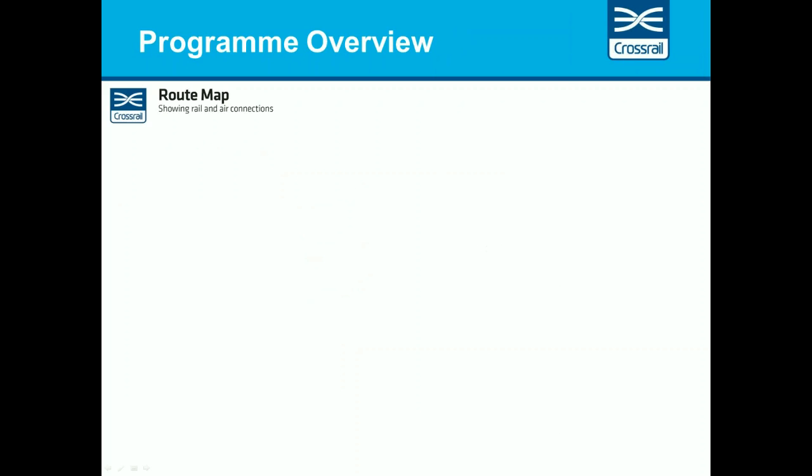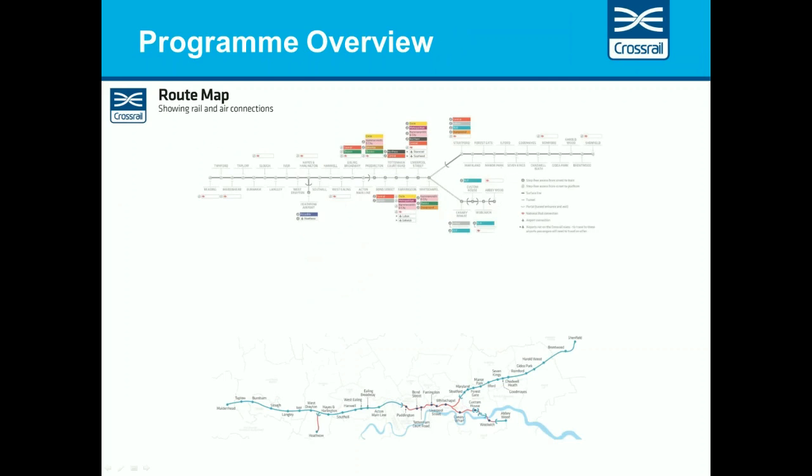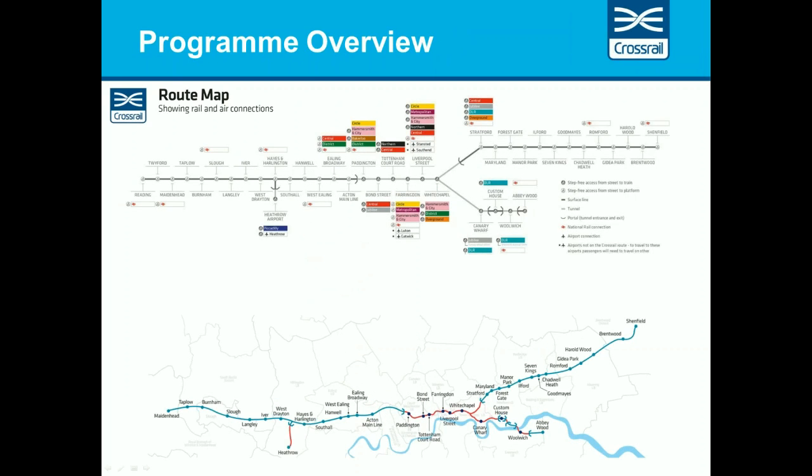About Crossrail, I think probably most people will certainly see what we're trying to achieve. There's a route map there, the interfaces there, how it interfaces with other rail connections. So obviously a lot of interfaces. We spend a lot of time managing our interfaces, particularly again in the central section.